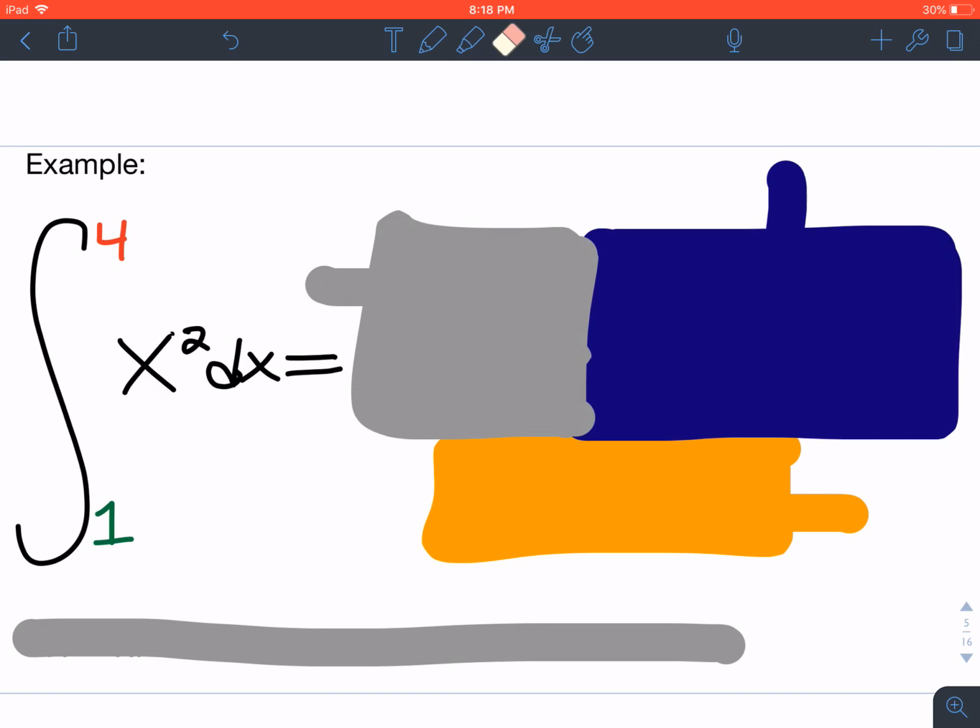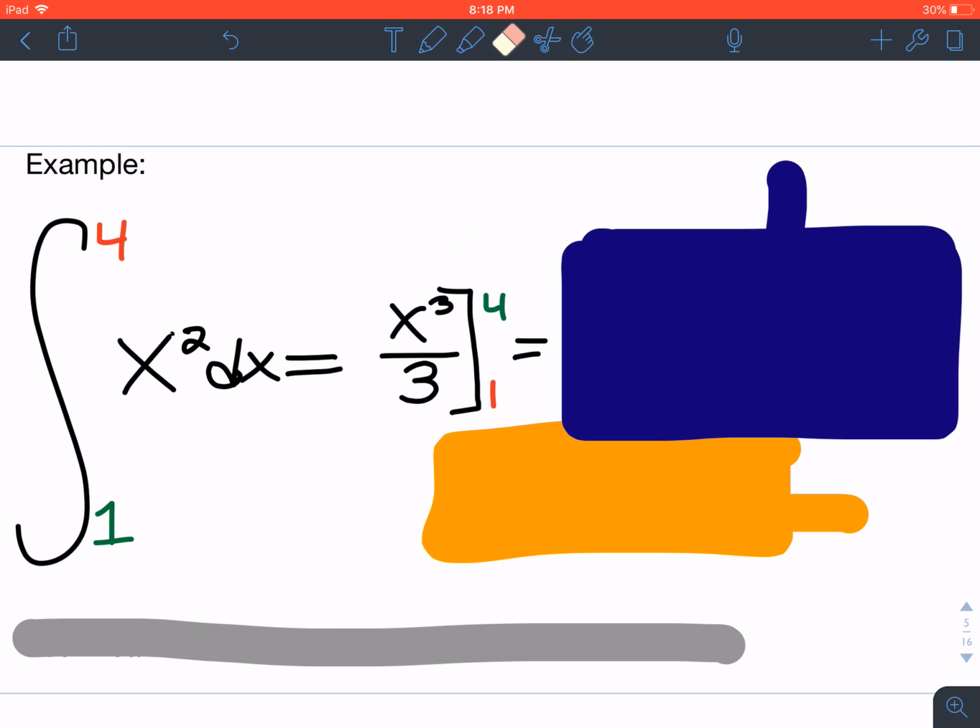Anyway, let's move into this first example. So here we have the definite integral from 1 to 4 of x squared dx. I'm not sure how much you've talked about antidifferentiation, which is just the process of going backwards, but the antiderivative of x squared is x cubed over 3.